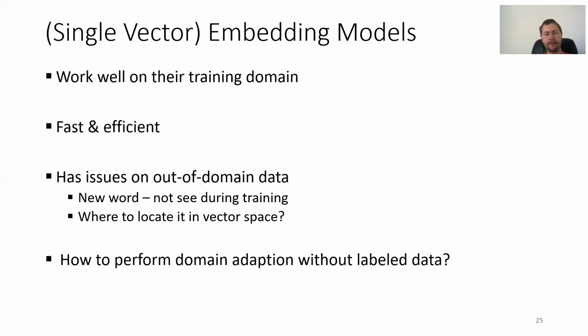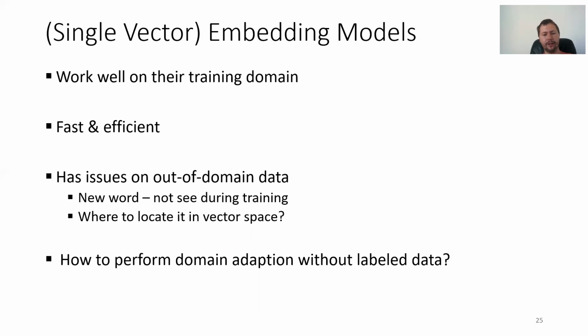So in the next part, I want to talk more about domain adaptation for single vector embedding models. They work well for the training data. If the task matches a training domain, then they are fast and efficient and work well. But they have issues with out-of-domain data. The issue is that they map sentences and queries into vector space. But if there's a new word which was not seen during training, like a new named entity, it does not know how to put this word into vector space, so where to locate it in the vector space.